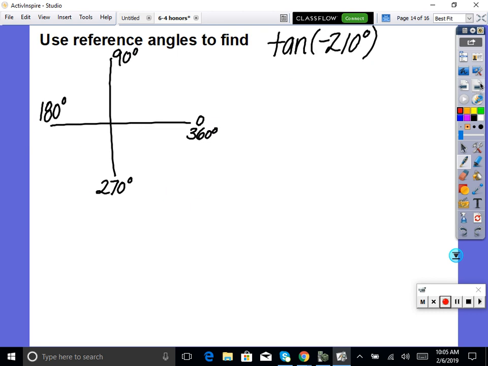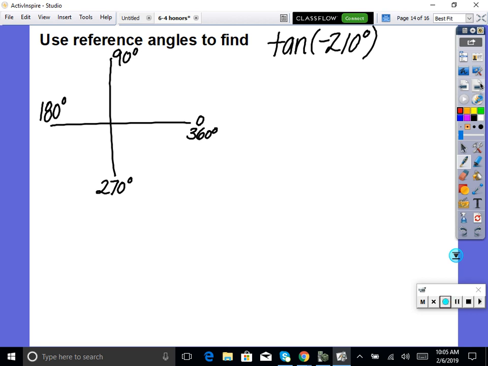Now what if, okay guys, let's say you got to the test. I always have people like, it blows my mind. They get to the test and it says, use reference angles to find tangent of negative 210. And they go, well, I don't know what a reference angle is, so I can't do it. Well, could you do it with the unit circle? Yes. It's just, we're learning another way to do it.